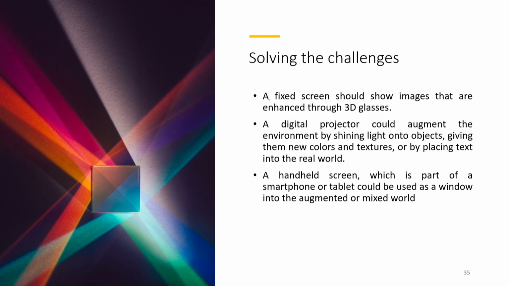Typically, we need a fixed screen which would show images that are enhanced through 3D glasses. A digital projector could augment the environment by shining light onto objects, giving them new colors and textures, or placing text into the real world. We could use a handheld screen which is part of a smartphone or tablet, which could also be used as a window into the augmented or mixed world.